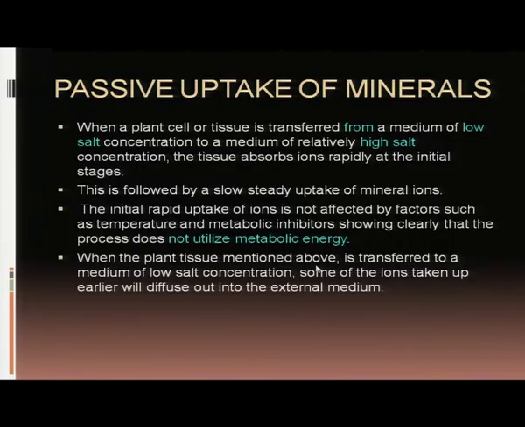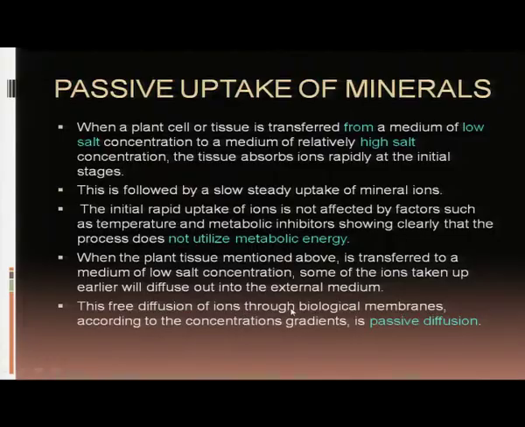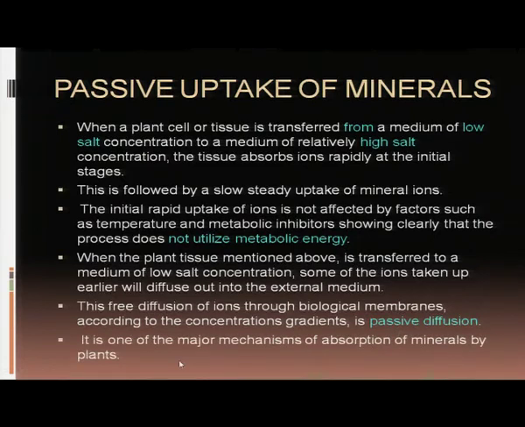When the plant tissue mentioned above, that is the one on which the experiment was conducted, is transferred to a medium of low salt concentration again, some of the ions taken up earlier will diffuse out into the external medium. Again, because of the concentration difference, the ions which were taken in are now coming out, because of the concentration difference between the two mediums, inside and outside of the cell. This free diffusion of ions through biological membranes according to concentration gradients is passive diffusion. This is what we studied in earlier classes also, and it is one of the major mechanisms of absorption of minerals by the plants.